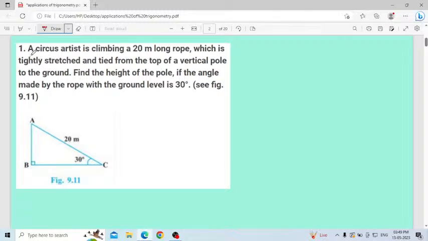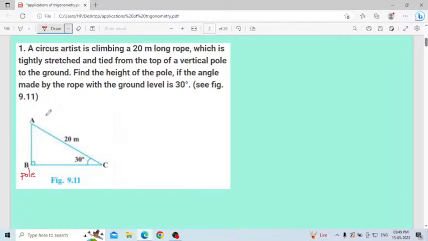First question: a circus artist is climbing a 20-meter long rope. Here consider this AC is the long rope, 20-meter long rope, which is tightly stretched and tied from the top of a vertical pole. This is the pole. AB is the pole. A is the top of the pole. From the pole, AC is the long rope. It is stretched and tied from the top of a vertical pole to the ground.